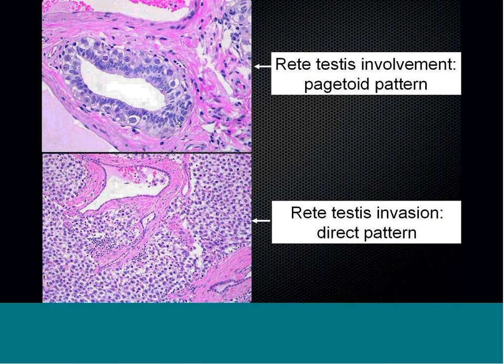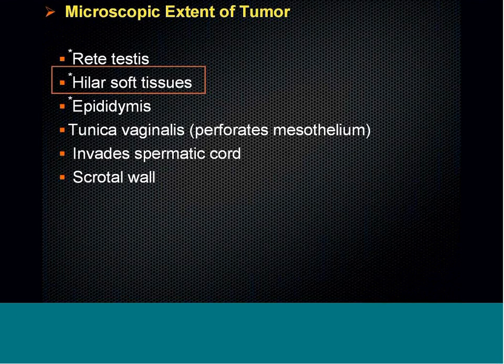The CAP protocol does not ask to differentiate these patterns of involvement, but as common sense, you can see this type of invasion addresses direct tumor invasion to the hilum. This type of invasion is only an in situ spread into the rete testis ducts. So in our synoptic reporting, we make a difference on the pattern of rete testis involvement, and we only report this type of invasion as rete testis invasion. Next is hilar soft tissue invasion.